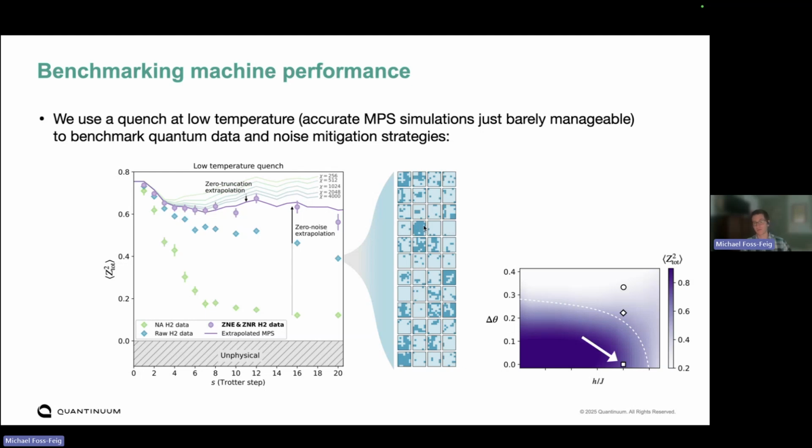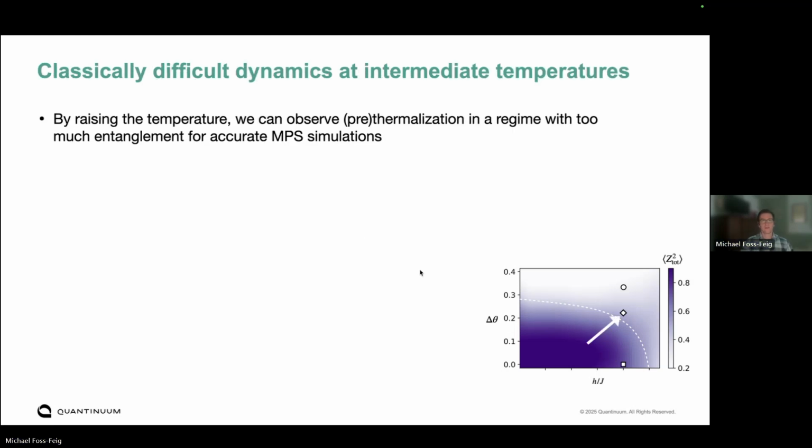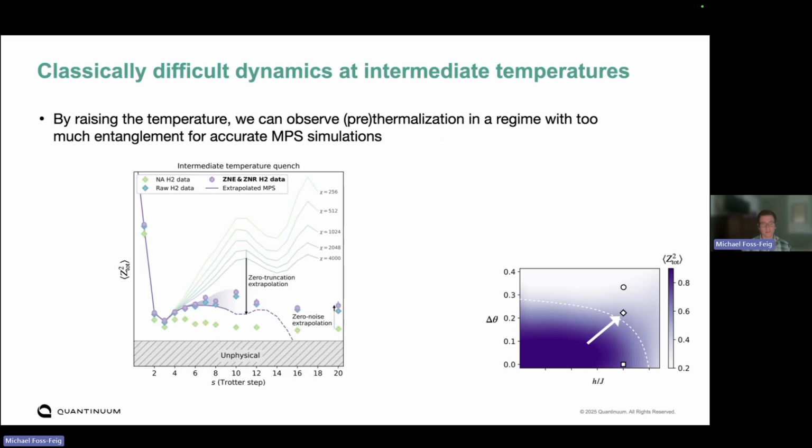So we can explore both symmetry sectors of this model and see clear signatures of ferromagnetic correlations, even if we don't do any error mitigation. I think that's kind of cool, given how complex these circuits are and how many gates they have. Okay, but what we were really after is studying this intermediate temperature quench with more correlations.